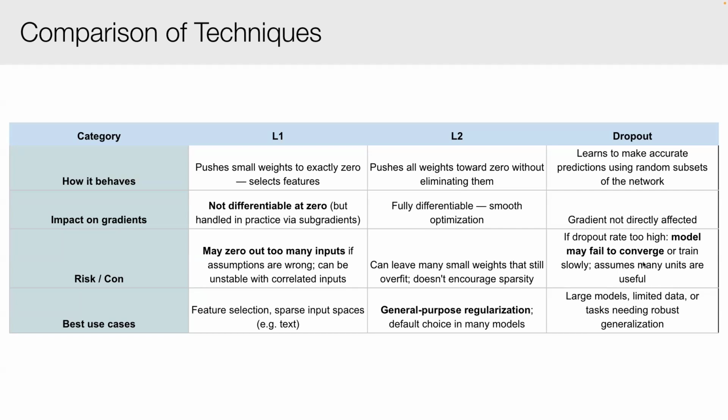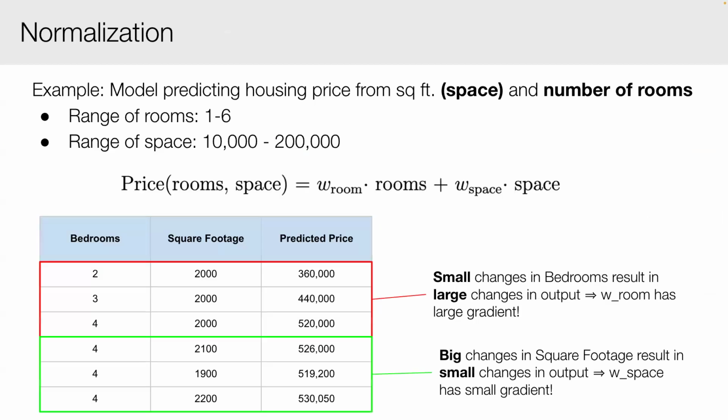So in practice, people usually use L2 more on average, but that isn't to say L1 and dropout are not used very often as well. I think the first few CNN papers used dropout extensively, and that's how they were able to crush benchmarks. But okay, moving on from regularization.